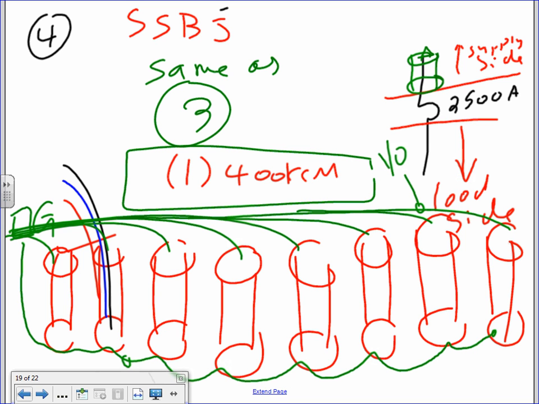Right in here and one there. So there will be one conductor, 400 kcm. Or you can size it based on the conductor inside each one of these conduits.